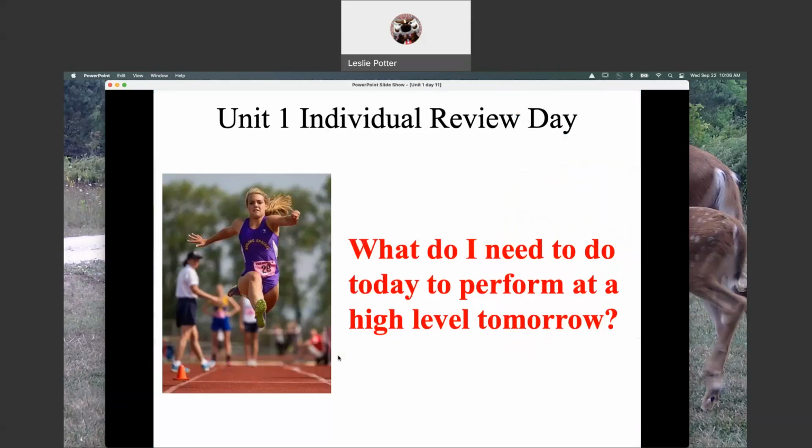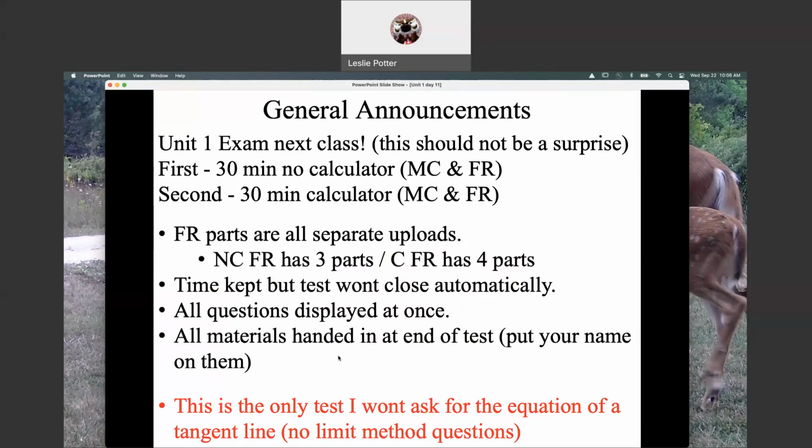Okay, so that is our question. Like I said just a second ago, we need to perform at a high level tomorrow. We've been training since the beginning of the year with this material. So because we've been training so hard all along, we should be able just to go through a comprehensive review tonight. Okay, so what does the exam look like?